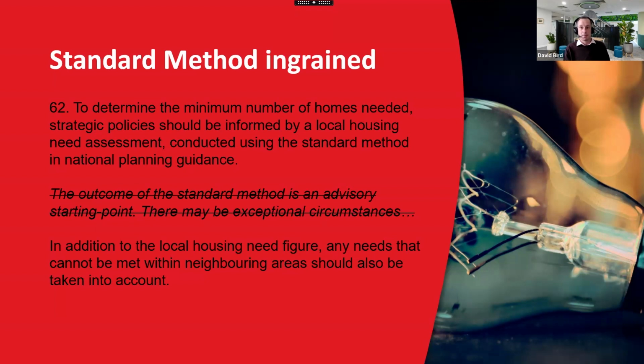You have no choice. In addition to your local housing need figure, any needs that cannot be met within neighbouring areas should also be taken into account. So this is where Avon is going to have to sort itself out. South Gloucestershire and North Somerset will not be able to do their local plan without taking into account the unmet housing need in Bath and Bristol. Indeed, both of those local authorities, South Glos and North Somerset, have paused their local plan process to go back and look at this.